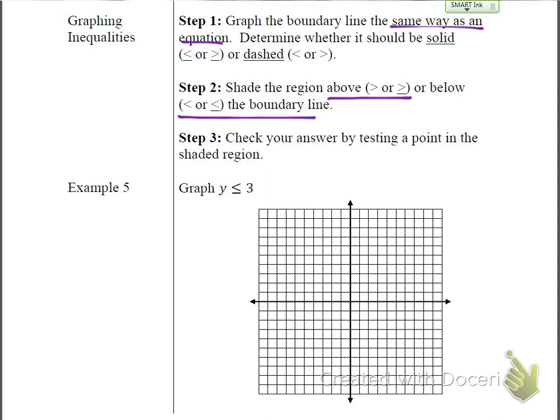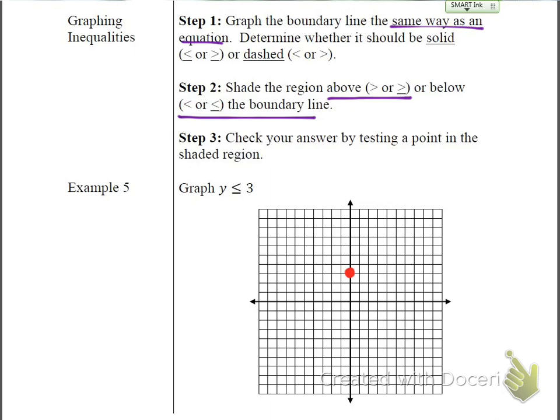Okay, so example number 5. I want you to graph y is less than or equal to 3. Now, when you're looking at this example, guys, what's the first thing you notice? It's only 1 point. There's no x's, right? It's just a y by itself. So because it's just a y, I'm remembering that that's going to cross the y-axis. So at the point 3 across the y-axis, I'm going to draw a horizontal line.